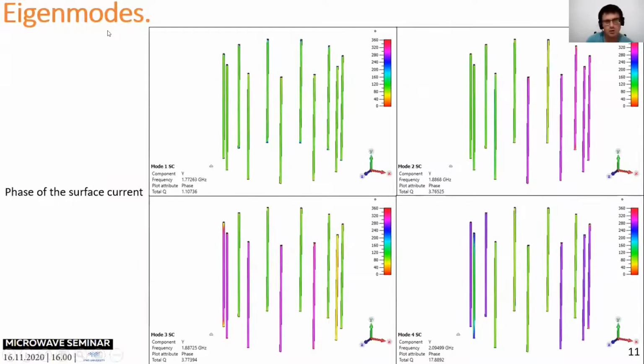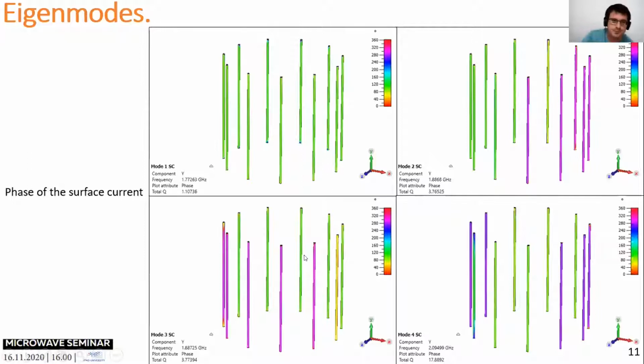Then we come back from the anechoic chamber to CST simulations, which I realized for this structure with the eigenmode solver. And we found that the solver found about 15 independent modes of the open resonator. So this simulation doesn't take into account the environment. I had PML or open boundaries, and only resonance modes of the structure are considered in this simulation.